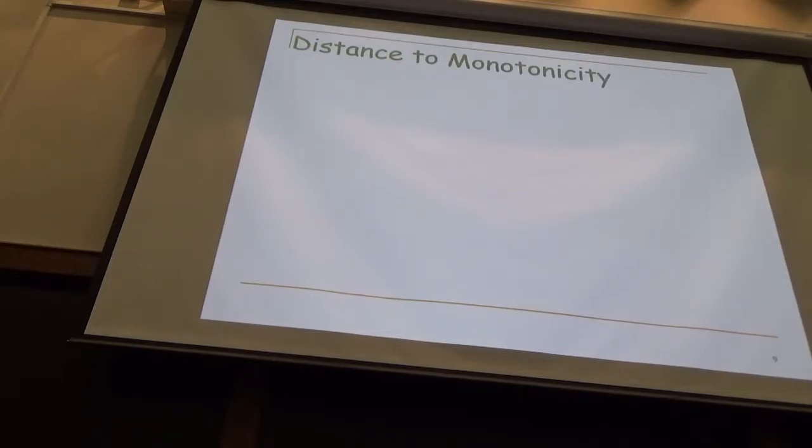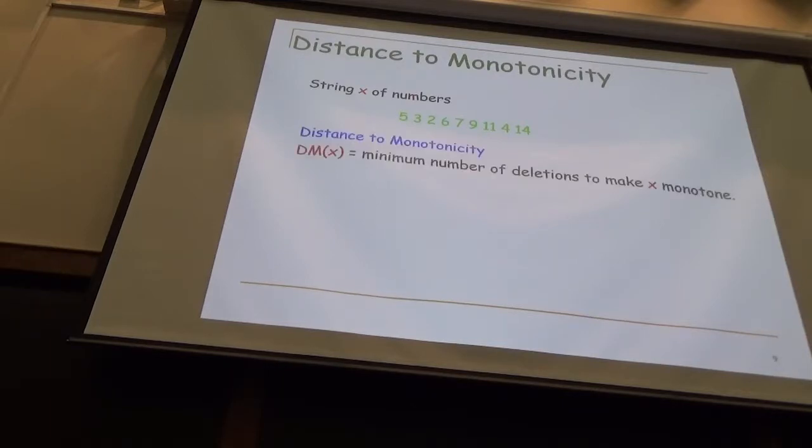Okay. Now, here's another example. This is not a string problem. This is a problem on a single string. So now you have a string x of numbers. And the distance to monotonicity is the minimum number of deletions to make x monotone. You want to make x an increasing sequence. So if you take the longest increasing subsequence, then this distance to monotonicity is just the length of the whole string minus the length of the longest increasing subsequence. So in this case, it's 3.